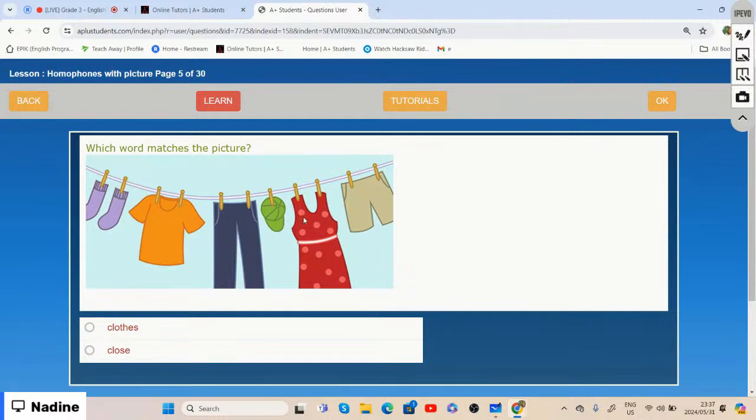All right, then we're looking at the last one. We need to match the word with the picture. Clothes. Clothes. Is it option one or option two? The clothes that are hanging on the line. Clothes we wear. Is it option one or option two?